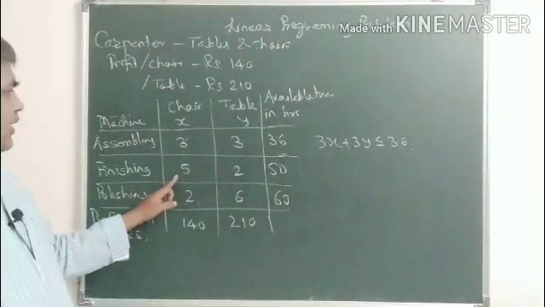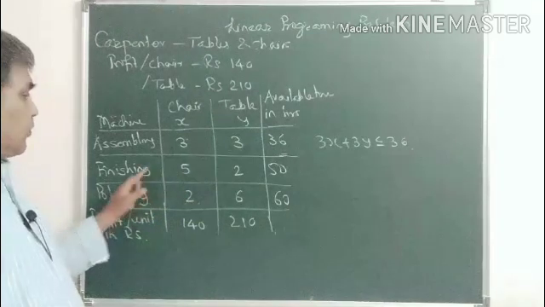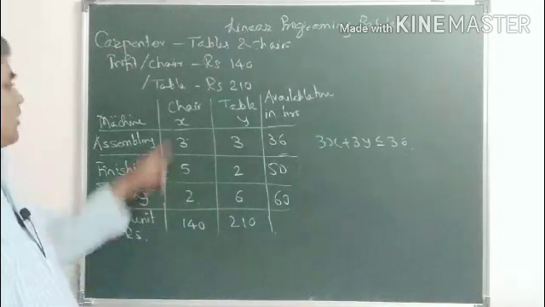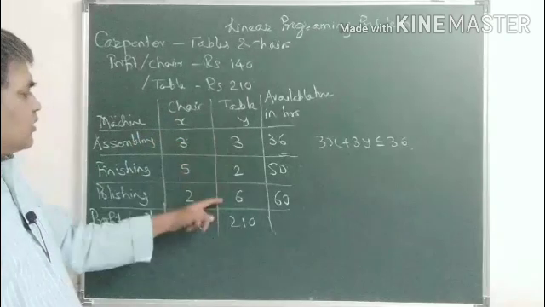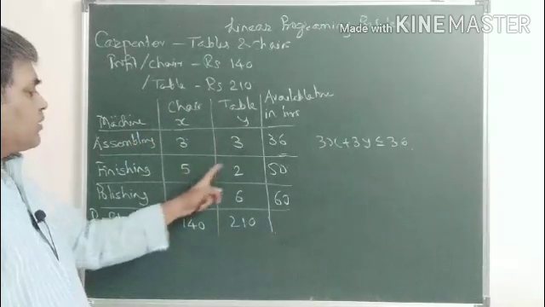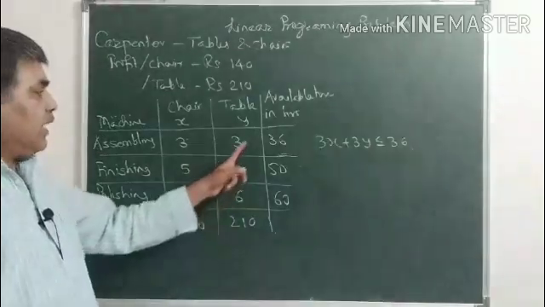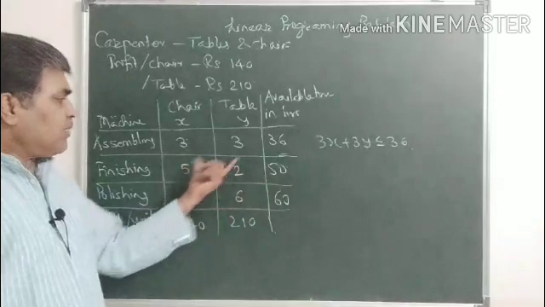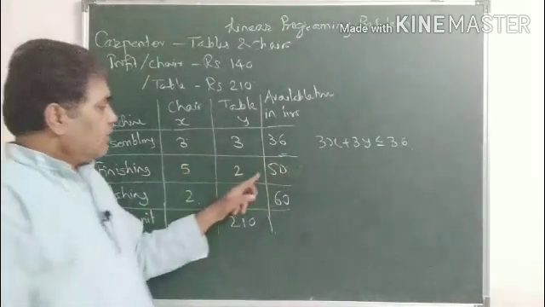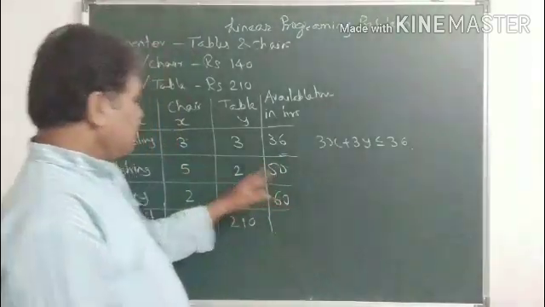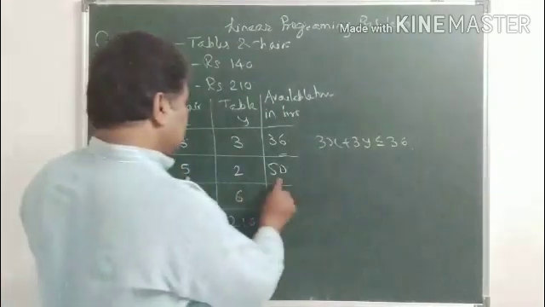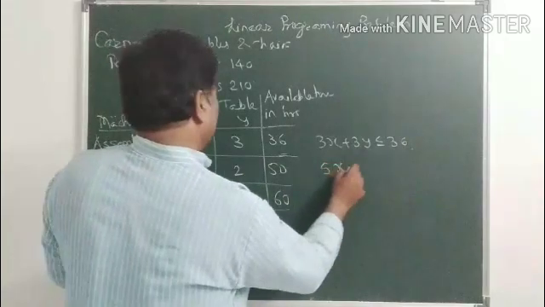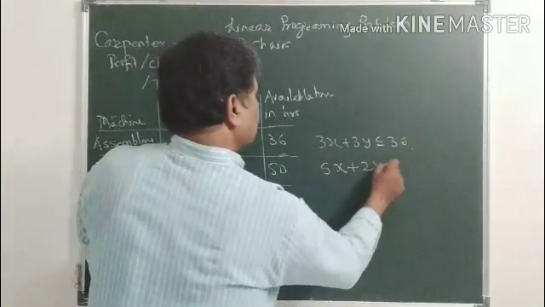Similarly, one chair requires 5 hours for finishing, one table requires 2 hours for finishing. Therefore, x number of chairs and y number of tables totally require 5x plus 2y hours, and available hours are 50. So this sum cannot be more than 50. It is less than or equal to 50. From this restriction, for this constraint, we will get the inequality 5x plus 2y less than or equal to 50.